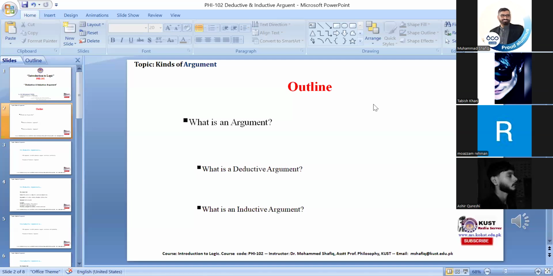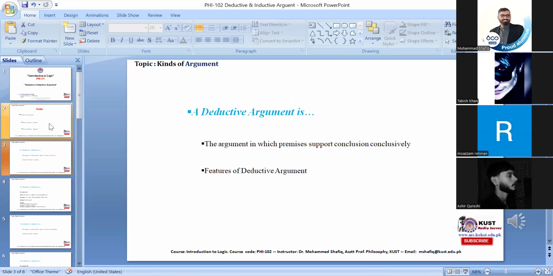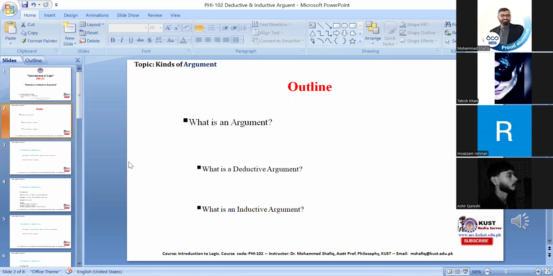One proposition follows the other and there must be a logical link between them in order to be considered as a valid argument. So briefly, that was the definition of argument. Now we need to understand there are two major kinds of argument: deductive argument and inductive argument. On the basis of these two kinds of argument or these two kinds of reasoning, the whole logic is divided into deduction and induction, or deductive logic and inductive logic.